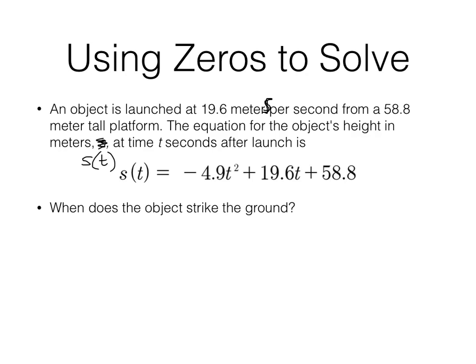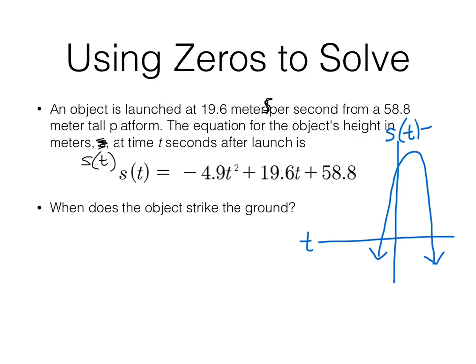We know it's a sad parabola. We don't need a graphing calculator because we're not going to do it that way. We know we're looking for when the object strikes the ground. Well, t is your horizontal, and s of t, which is the height, is the vertical. So t is the time, and that's what we want. We want to know when it strikes the ground.